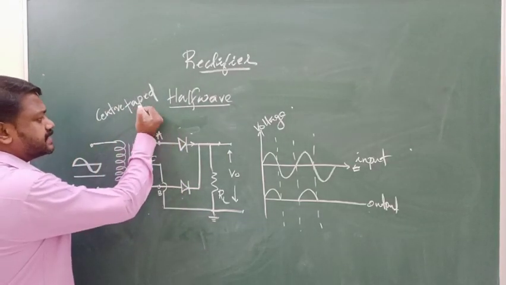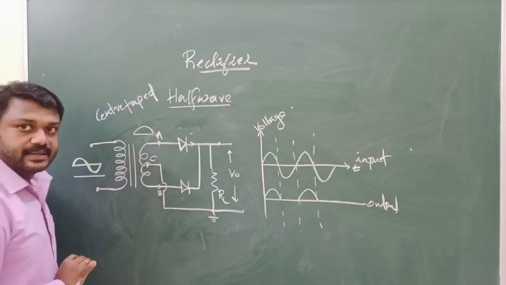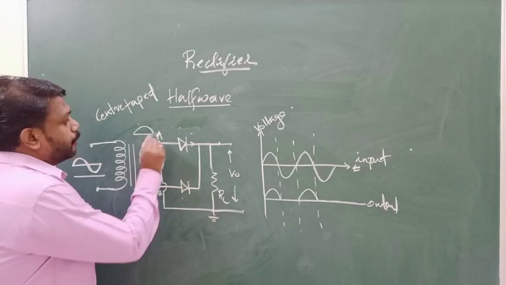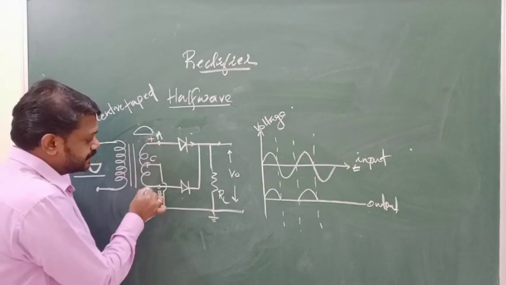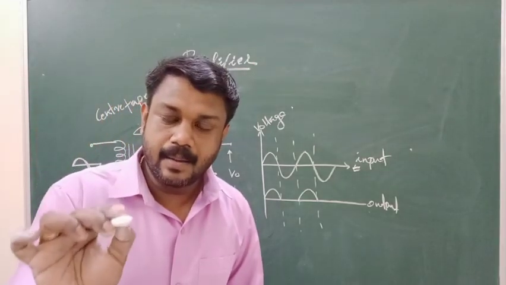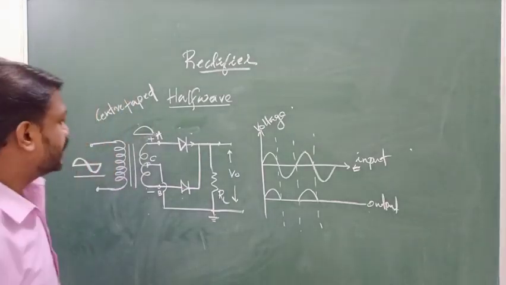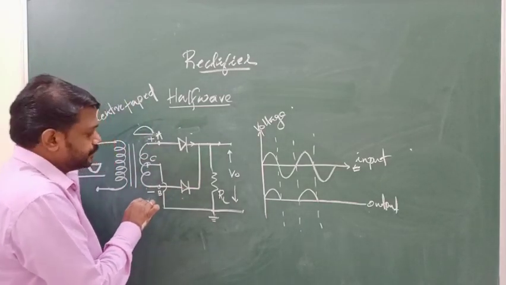Again, the same AC potential is given. During the positive half cycle, point A will become positive with respect to C. At the same time, B will become negative. That is a property of a center tapped transformer. If one lead is positive with respect to C, automatically the other will become negative.